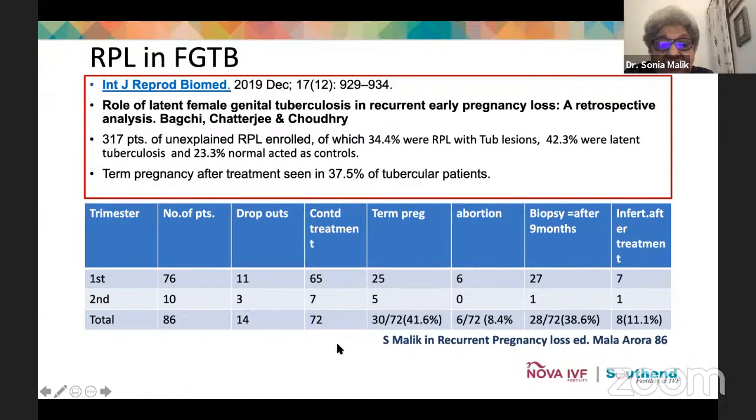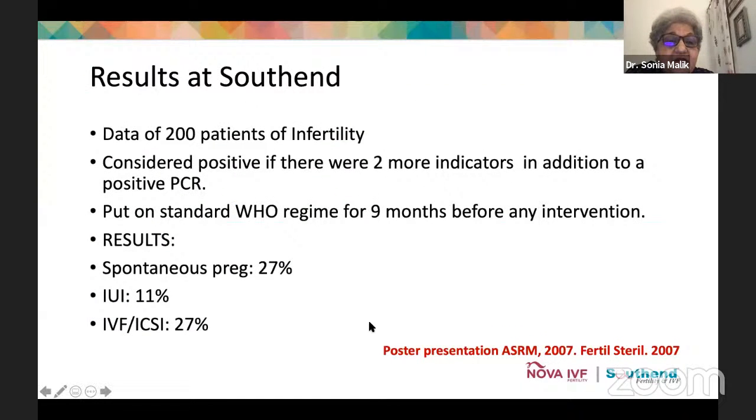We also published a study in 1986. And if you see in both these reports, the term pregnancy rate after treatment was 37.5%. And here I am also reporting a pregnancy rate of 41.6%. So basically, treating tuberculosis is quite gratifying. You do get a good pregnancy rate, even in patients presenting with recurrent pregnancy loss.